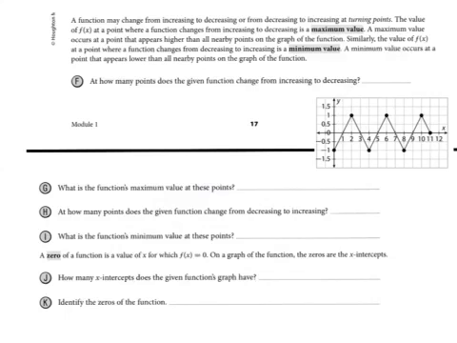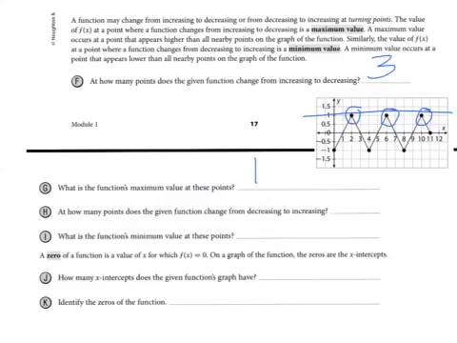Part F says, at how many points does the given function change from increasing to decreasing? So we go from increasing to decreasing right here. We go from increasing to decreasing here, and increasing to decreasing here. So that's going to be 3 points. Part G says, what is the function's maximum value at those points? And if we look here, the maximum value is 1.